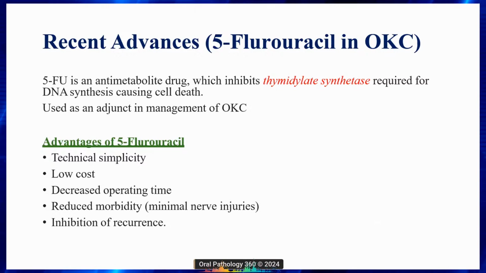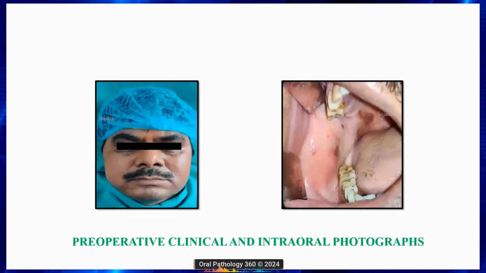Coming to recent advances, the use of 5-fluorouracil has revolutionized the treatment of odontogenic keratocysts. 5-fluorouracil is an antimetabolite drug which inhibits thymidylate synthetase, which is required for DNA synthesis, causing cell death. It is used as an adjunct in the management of OKC. The advantages are that it is technically simple, low cost, with decreased operating time, reduced morbidity with minimal nerve injuries, and inhibition of recurrence.